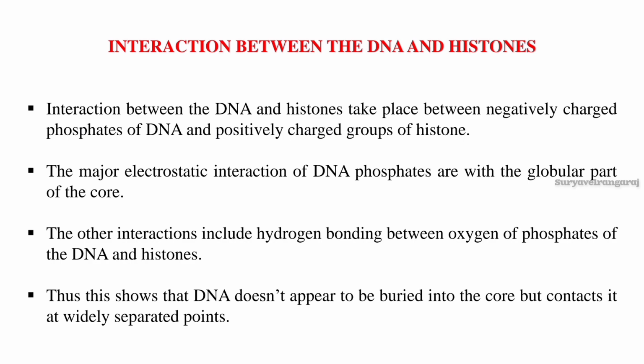Interaction between the DNA and histones. Interaction between the DNA and histones takes place between negatively charged phosphates of DNA and positively charged groups of histone. The major electrostatic interaction of DNA phosphates is with the globular part of the core. The other interactions include hydrogen bonding between oxygen of the phosphates of the DNA and histones. Thus this shows that DNA doesn't appear to be buried into the core, but contacts it at widely separated points.